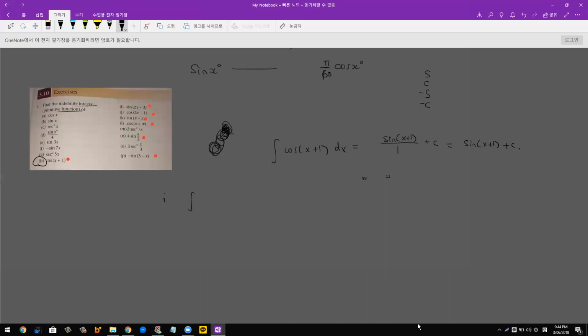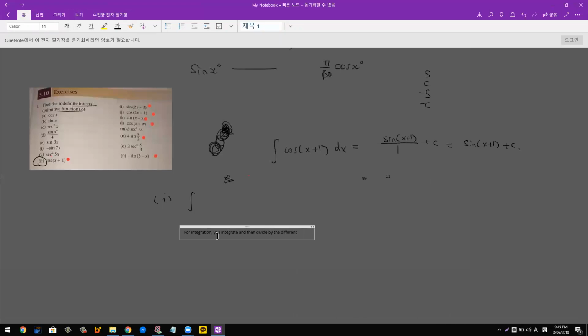Can you write that rule down below? So just say like, you do the integration and then the differentiation of the bracket underneath. Could you just write that as a rule? Yes. So for integration, you integrate and then divide by the differentiation of the bracket. Okay? Yeah, that's what you have to do.